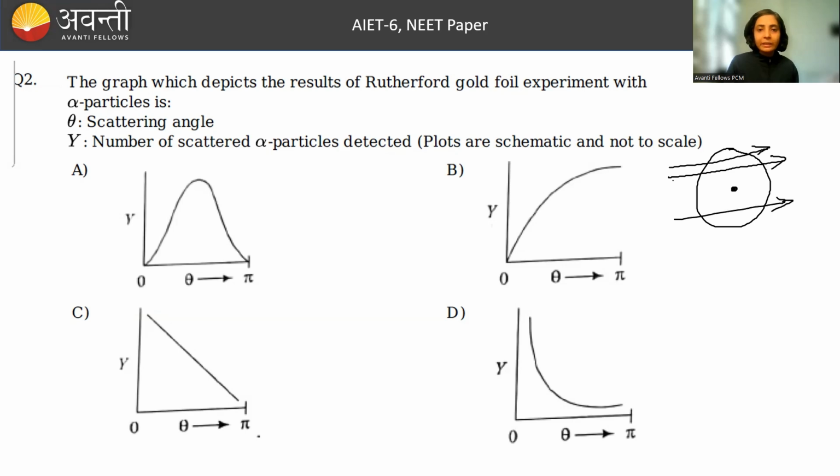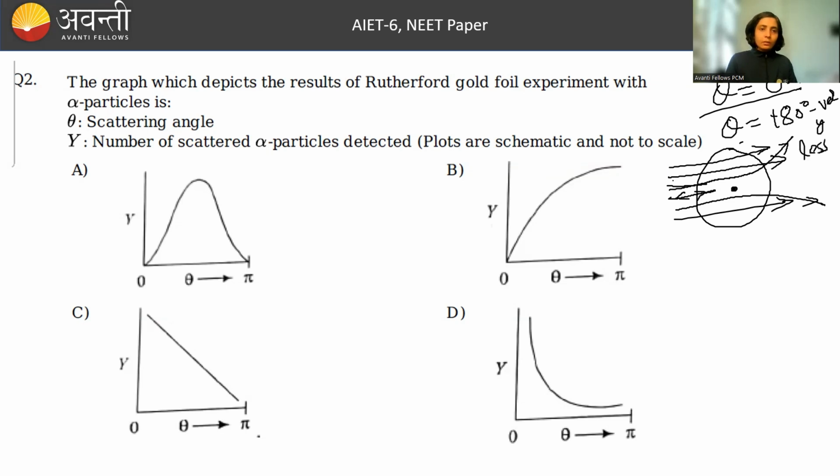Most of them went undeviated, and whatever was going closer to the nucleus was getting deviated by a certain angle, and what was going straight towards the nucleus got retraced. Okay? So here theta is the scattering angle. For most of the alpha particles, the scattering angle theta is 0 because they go undeviated. And very few alpha particles will have a scattering angle of 180 degrees. So this is for the maximum, and this is for a very small number of particles.